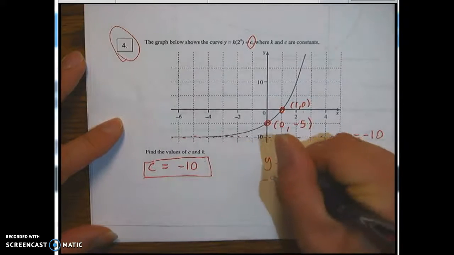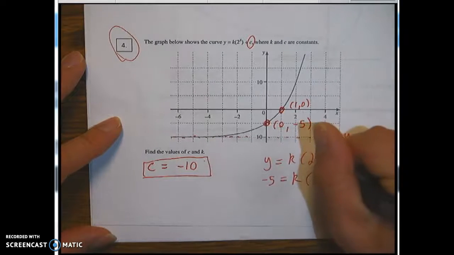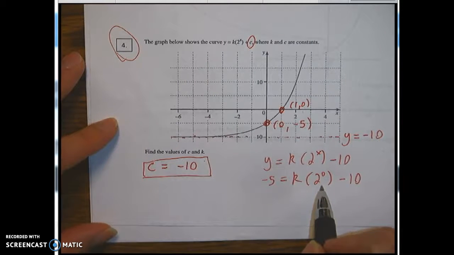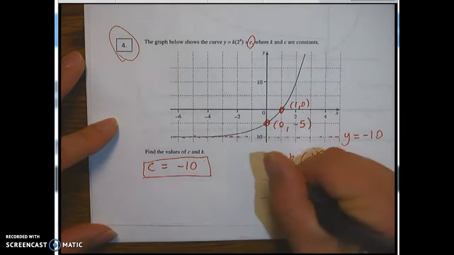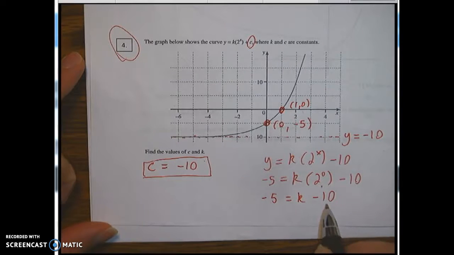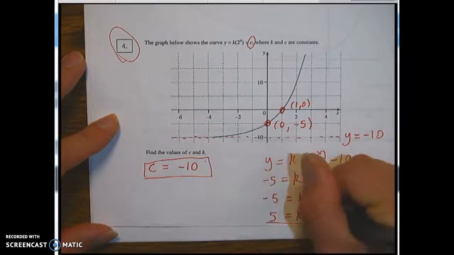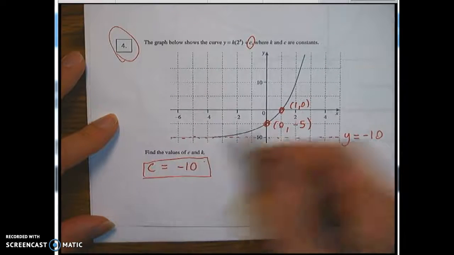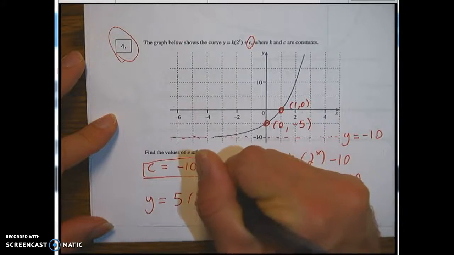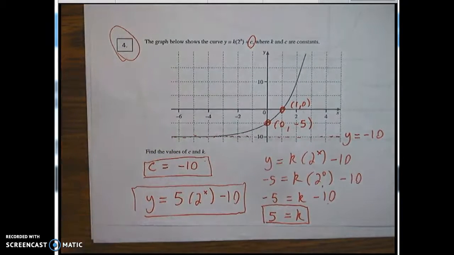So my y is -5, which equals k times 2 to the 0th power minus 10. Remember that anything to the 0th power equals 1. 1 times k is just k. So this is -5 equals k minus 10. To get k by itself, we're going to add 10 to both sides to get 5 equals k. Therefore, the equation of this particular graph is y equals 5 times 2 to the x power minus 10. That's the full exponential equation based on what I've just found here.